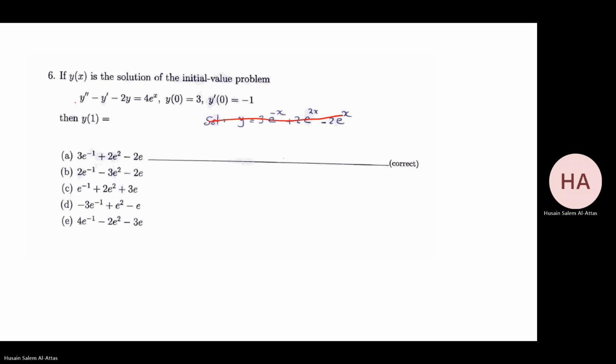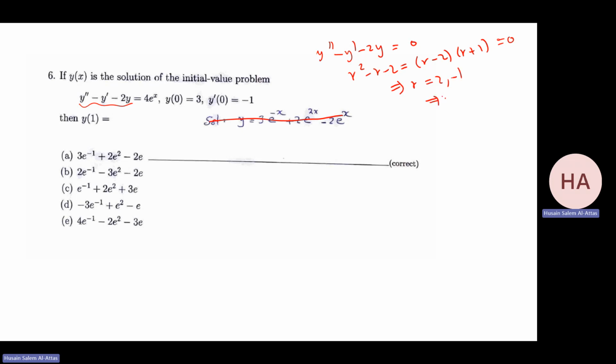Okay. So first, I need to figure out the homogeneous. I'll do it by undetermined coefficients. y'' minus y' minus 2y equals 0. So I have r squared minus r minus 2, which is (r minus 2)(r plus 1) equals 0. So r equals 2 and minus 1. So yc is c1 e^x plus c2 e^(-x).